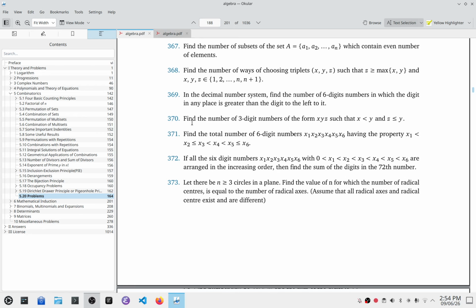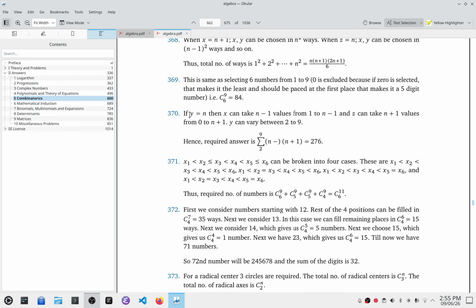Question 370 says: find the number of 3-digit numbers of the form x, y, z such that x is less than y and z is less than or equal to y. If y is equal to n, x can take n minus 1 values from 1 to n minus 1 and z can take n plus 1 values from 0 to n. y can vary between 2 to 9. So the required answer is the sum over n from 2 to 9 of (n minus 1) into (n plus 1), that is 276.